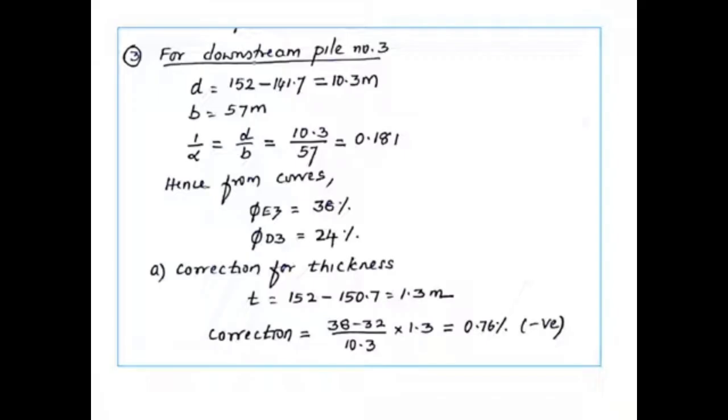So the correction should be applied only for E3, for the thickness correction. For the floor thickness of 1.3 meters we have to do the corrections. At point E2 it is 30, point E3 it is 38, and point D3 it is 32. So interpolation is done, and for 1.3 meters it is 0.76, and this is actually negative. As it comes down in the direction of the flow, the pressure that is measured from the Khosla curve is slightly more, and therefore we apply the correction as negative.